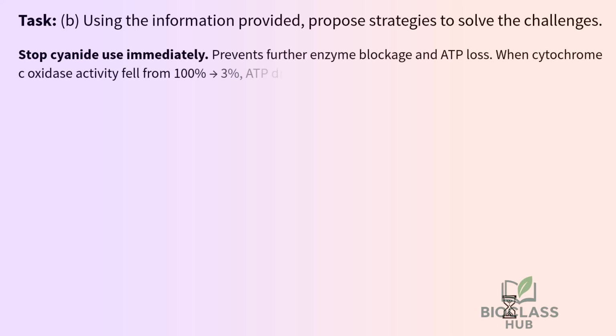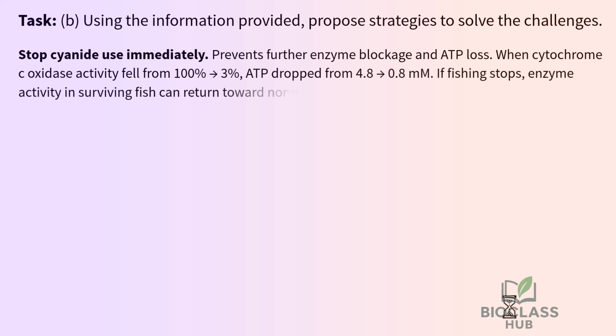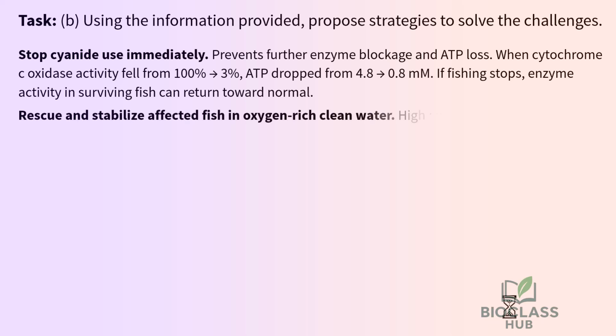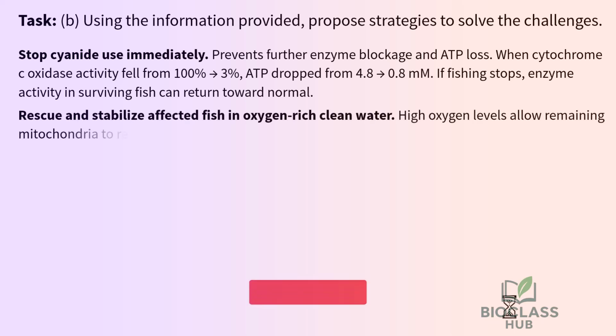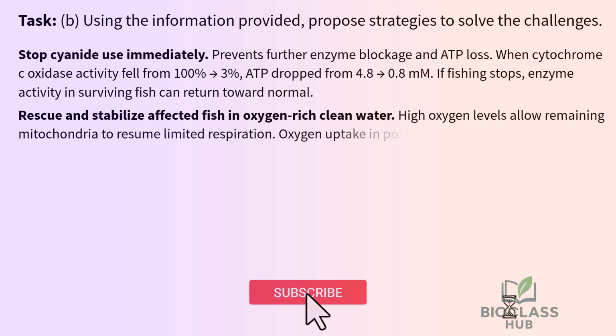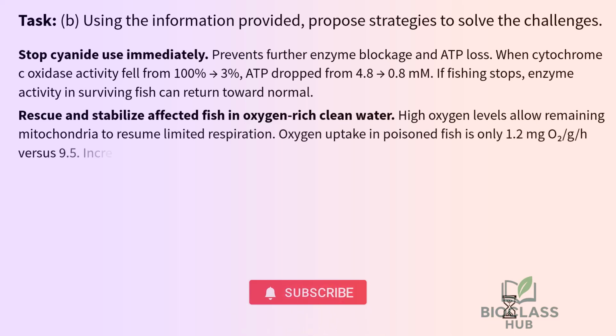When cytochrome C oxidase activity fell from 100% to 3%, ATP dropped from 4.8 to 0.8. If fishing stops, enzyme activity in surviving fish can return toward normal. Rescue and stabilize affected fish in oxygen-rich, clean water. High oxygen levels allow remaining mitochondria to resume limited respiration.